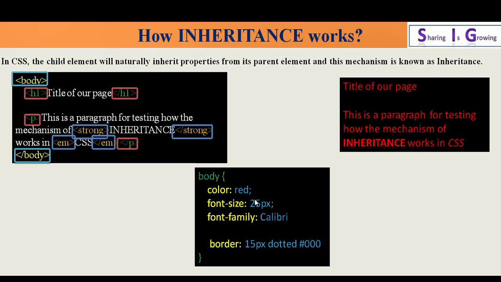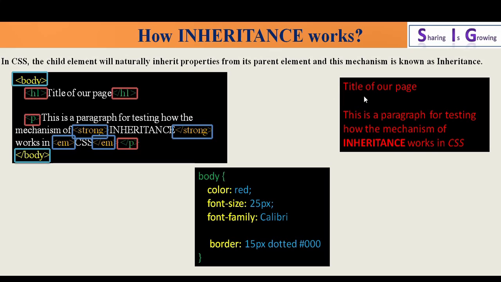Okay, when I consider the properties for the body element, those properties are applied to both child elements, to all the child elements. That means here we are considering red color with a font size of 25 pixels and a font family of Calibri. Those are all the properties that will be applied to this body element.